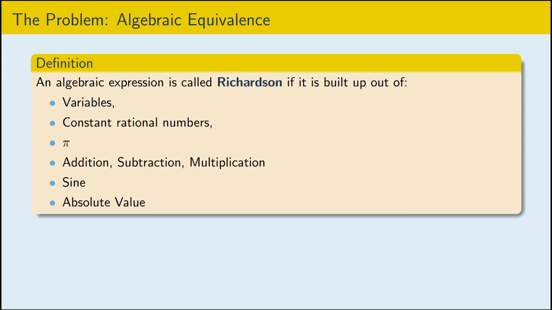I'll call an algebraic expression Richardson if it is built up out of variables, so as many variables as we like, constants representing the rational numbers. We'll have a constant for pi as well. I'll link you down below to a paper where it turns out you don't actually need the pi, but we'll use it in this video for now. Addition, subtraction, and multiplication, so we'll avoid division so we don't have to worry about division by 0, the sign function, and the absolute value function. And the question we're going to ask is, given two such expressions, are they equal no matter what real numbers we plug in for each of the variables?